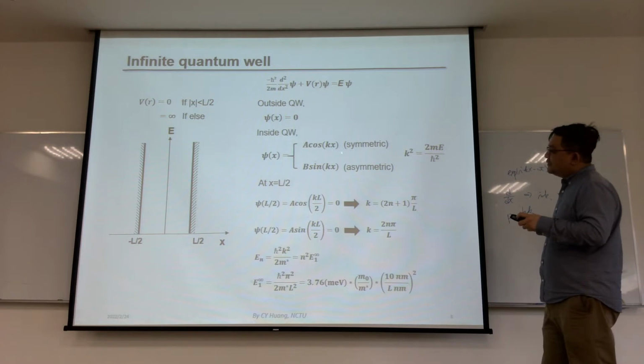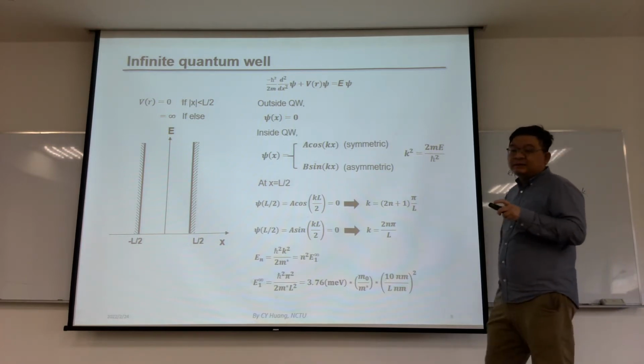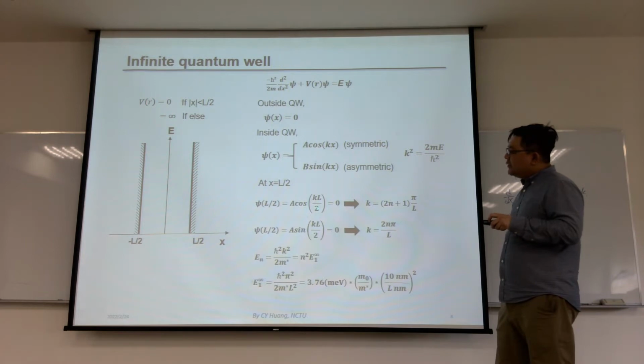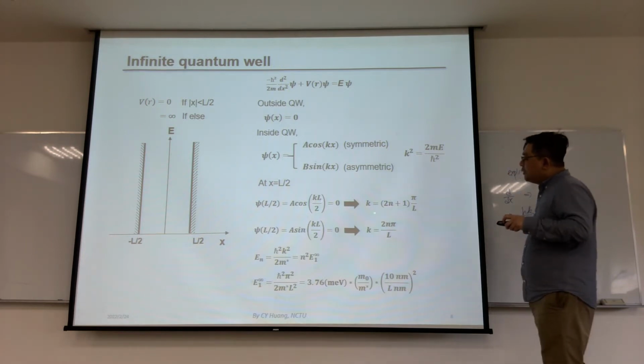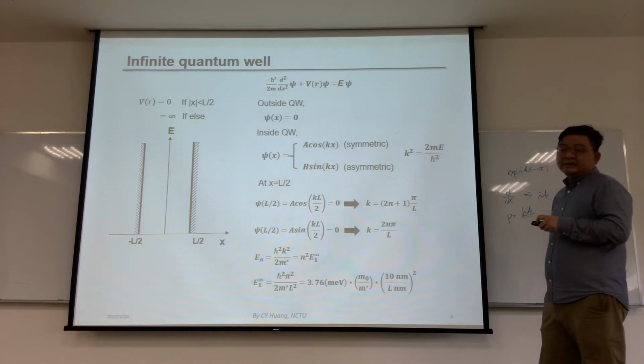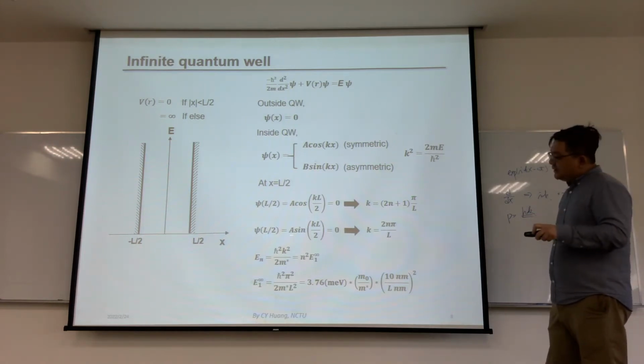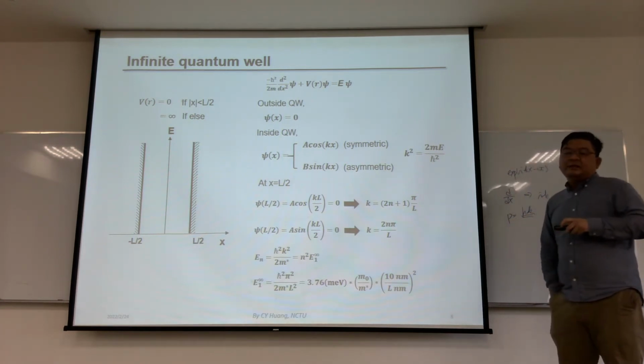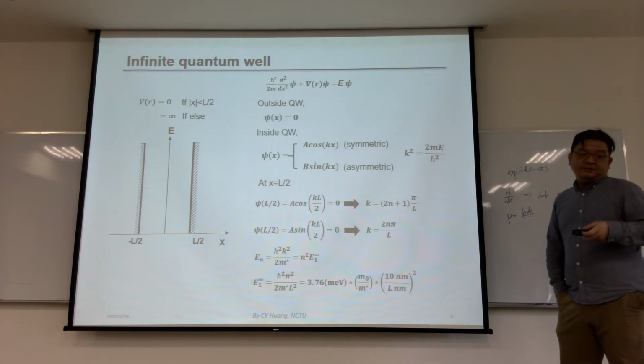Alright, so you have a function here. Then, because the wave function needs to be continuous, when x is equal to plus or minus L over 2, a cosine kL over 2 will be 0. So k will be pi over L times an odd integer. In the case of sine, k needs to be pi over L times an even integer. So in the general case, k will be pi over L times an arbitrary integer n.